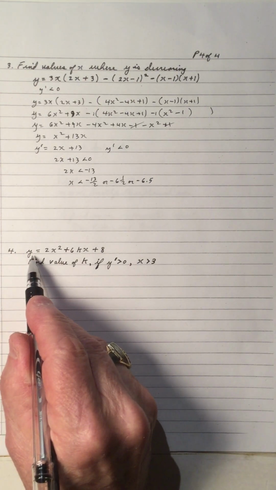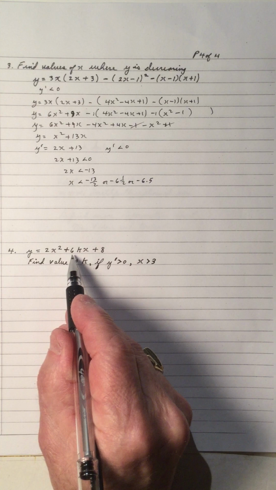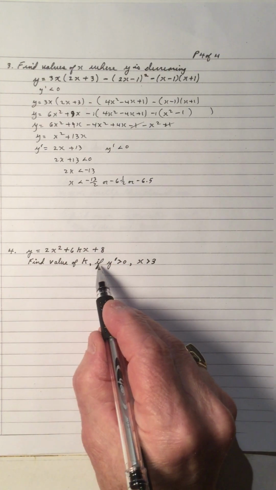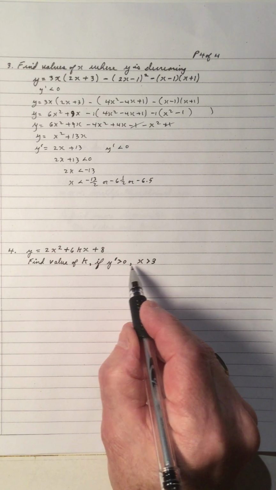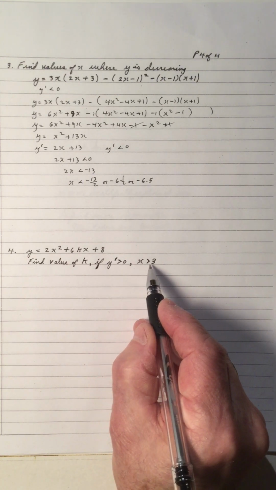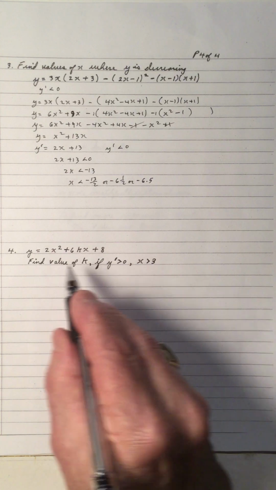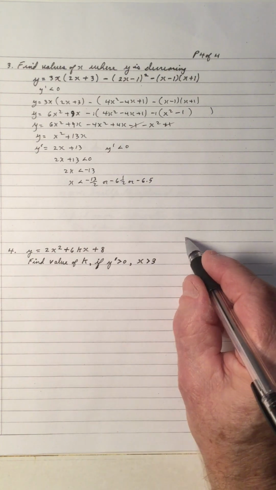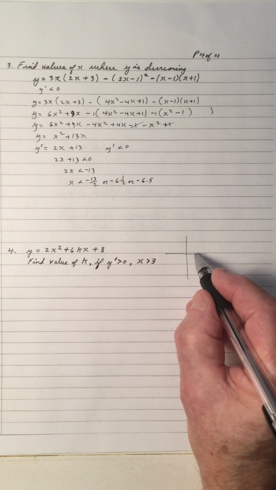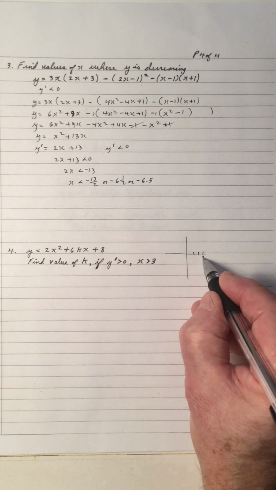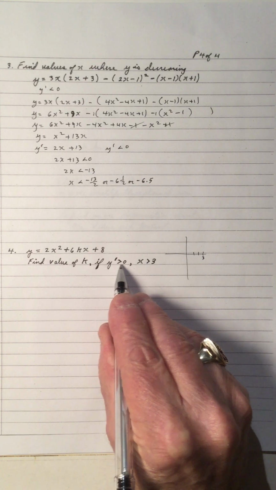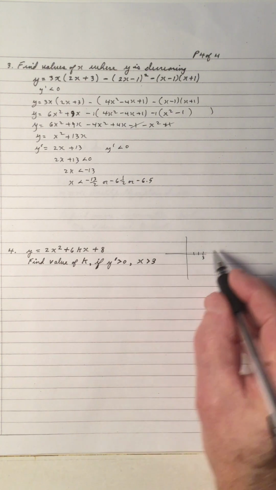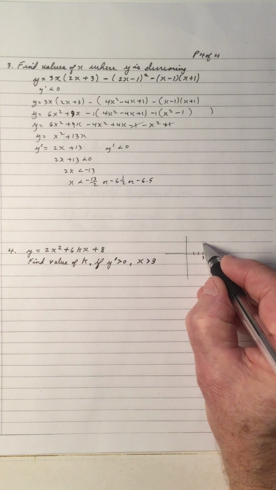Number 4, y equals 2x squared plus 6kx plus 8. Find the value of k if y prime is greater than 0 when x is greater than 3. So this is a parabola, and this is a parabola that's positive. So what happens at 3, if this derivative is increasing, notice it's increasing when x is greater, so it's on this side.